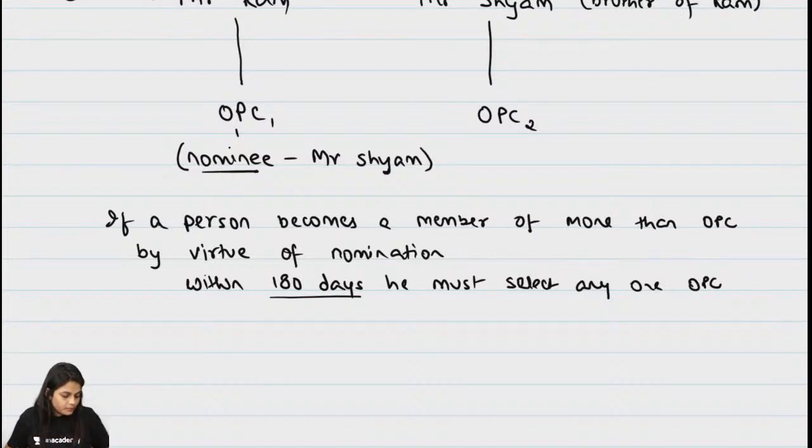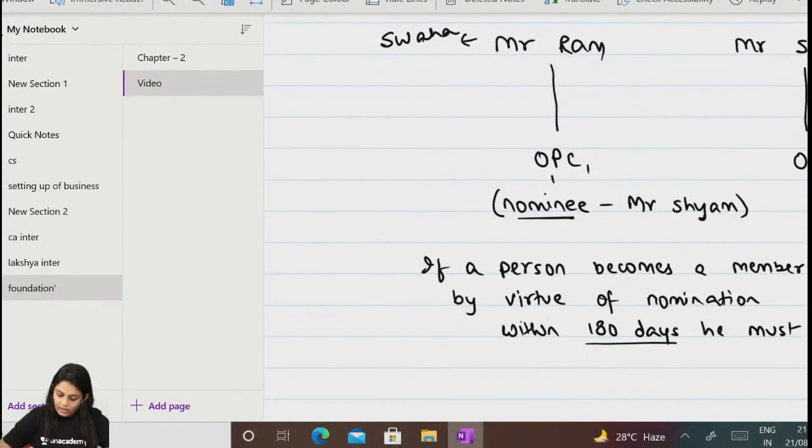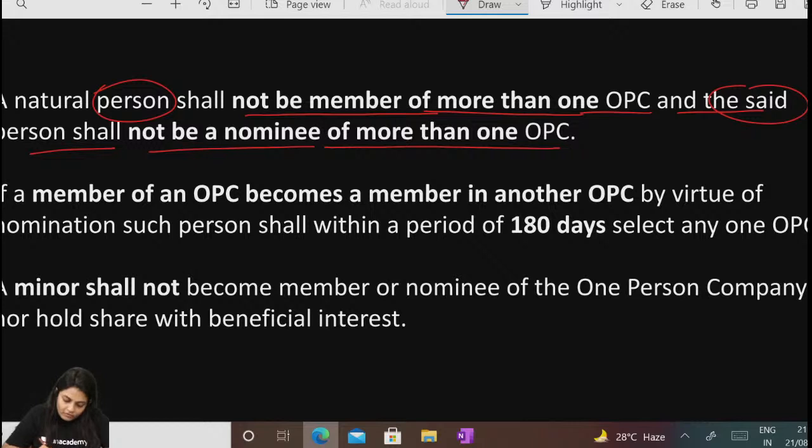Is it clear? So yes, you can do whatever you like. That is totally your choice. Now, if a member of an OPC becomes a member in another OPC, and that, as I said, can happen only because of nomination, by virtue of nomination, he shall within a period of 180 days select any one OPC. Clear?